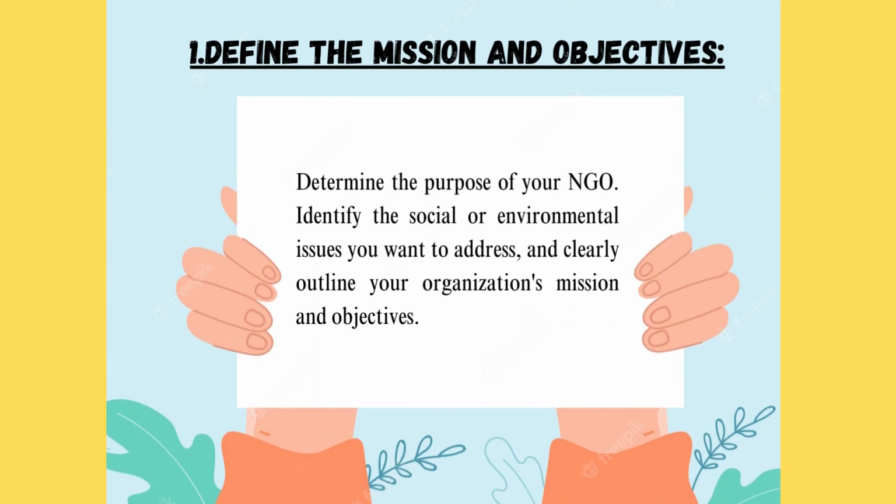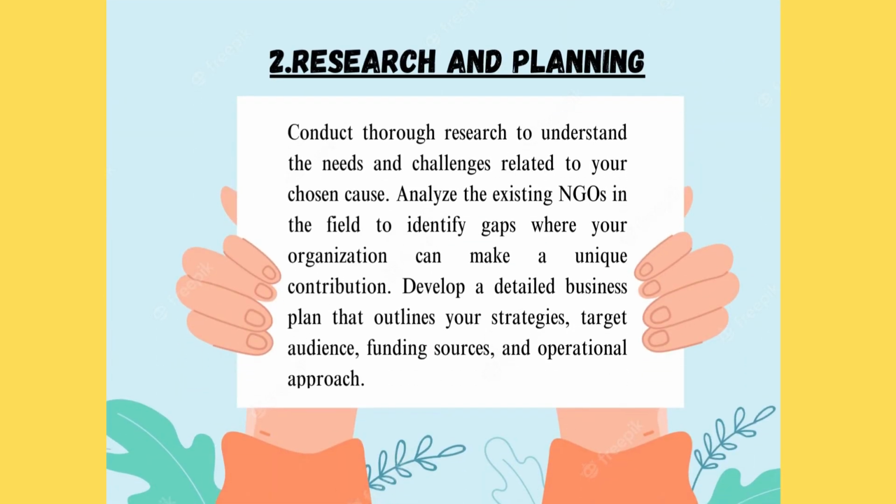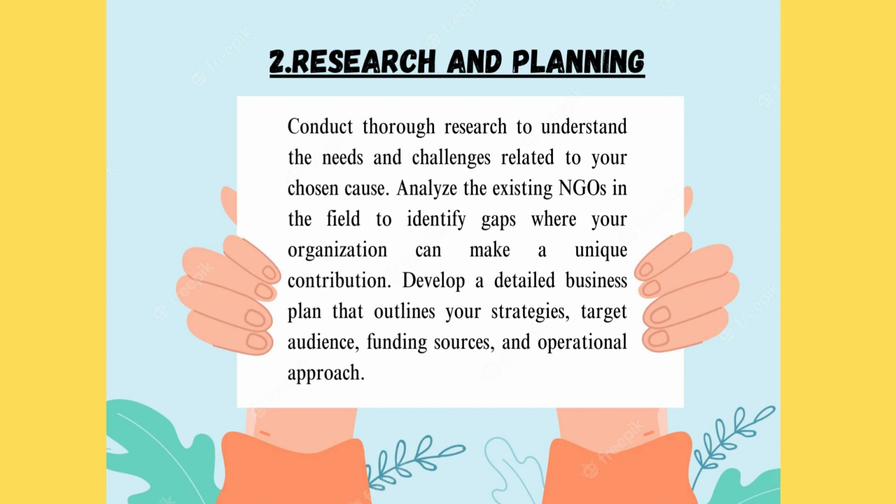Determine the purpose of your NGO, identify the social or environmental issues you want to address, and clearly outline your organization's mission and objectives. Number 2. Research and planning. Conduct thorough research to understand the needs and challenges related to your chosen cause. Analyze the existing NGOs in the field to identify gaps where your organization can make a unique contribution. Develop a detailed business plan that outlines your strategies, target audience, funding sources, and operational approach.